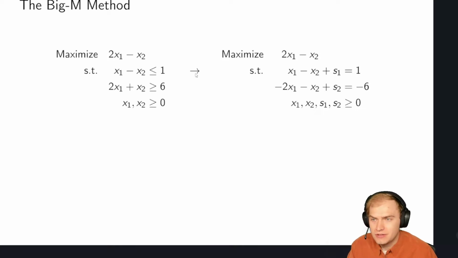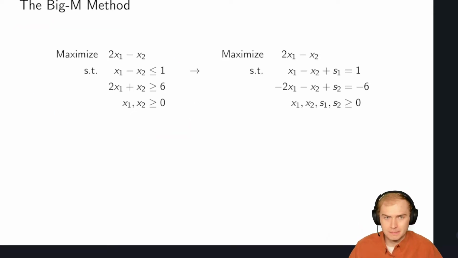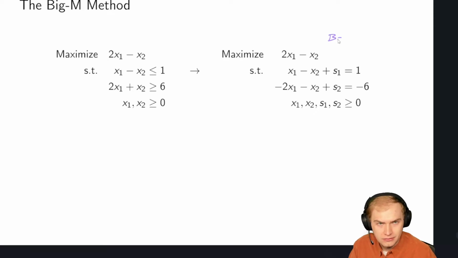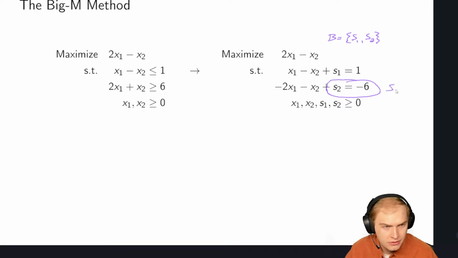So here is the same problem we looked at yesterday in the question and catch-up lecture. And we pointed out that in standard equality form, our initial basis, S1, S2, is actually infeasible because we get the solution S2 equals -6, which violates our non-negativity constraint.